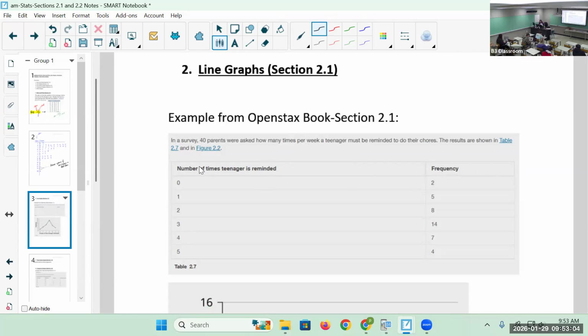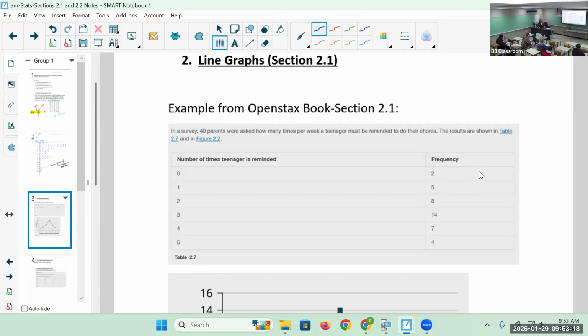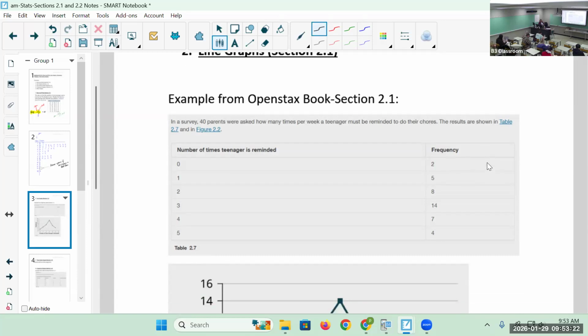And the results are given here. This is the number of times a teenager needs to be reminded of their chores. And this is how many parents actually said they have to remind their teenage children to do their chores.